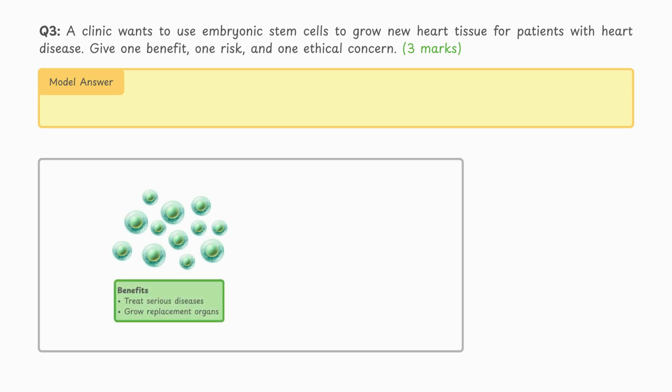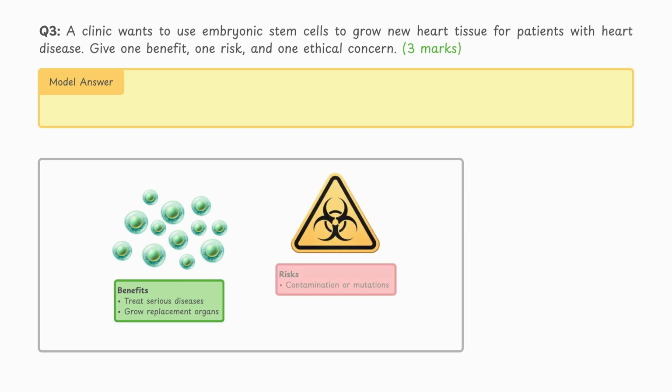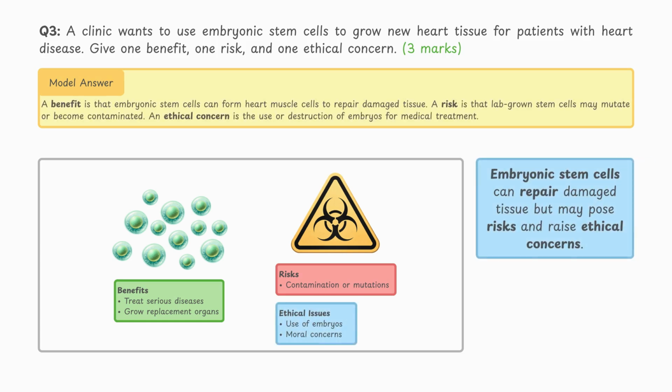One benefit of stem cells is their ability to grow new tissues to repair damaged organs. However, there are risks such as cell mutations or contamination. Ethical concerns also arise when embryos are used in research. A benefit is that embryonic stem cells can form heart muscle cells, offering a way to repair damaged tissue. A risk is that lab-grown stem cells may mutate or become contaminated, which could be dangerous for the patient.